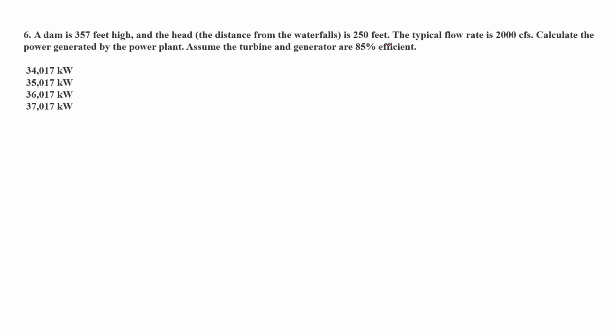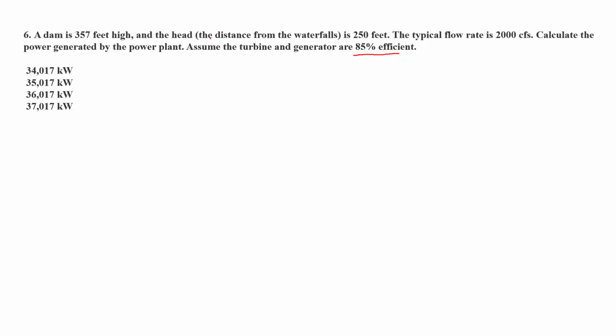Let me read it first. The typical flow rate is 2000 cubic feet per second. Calculate the power generated by the power plant. Assume the turbine and generators are 85% efficient. So this is basically an average efficiency given.